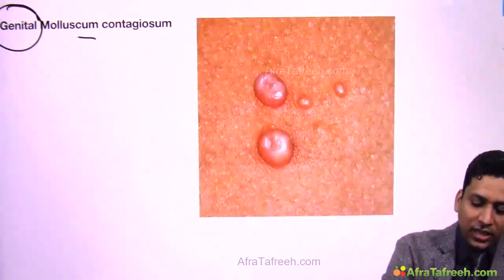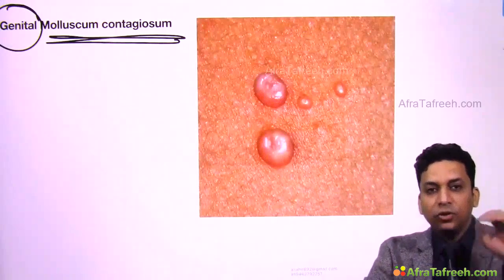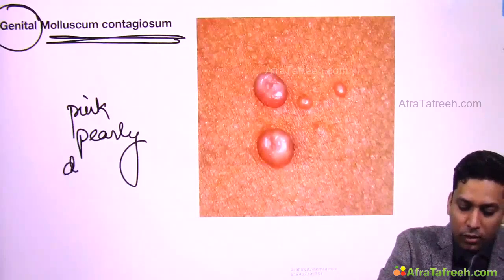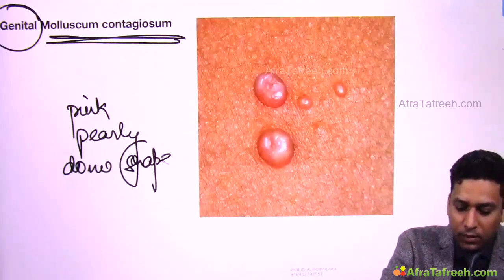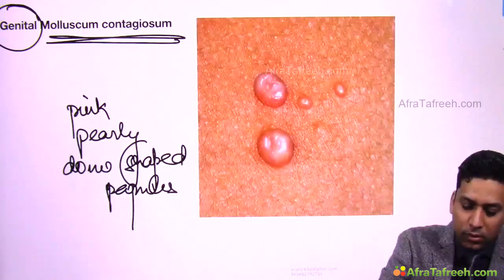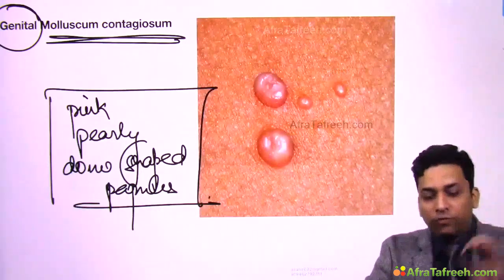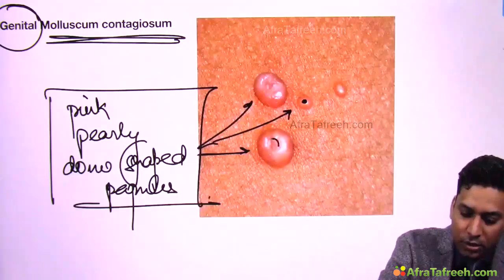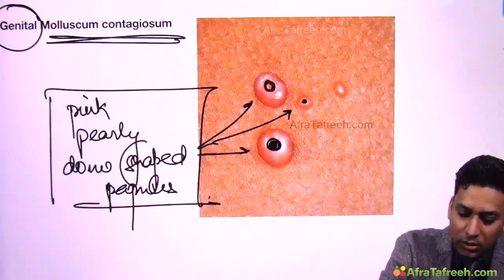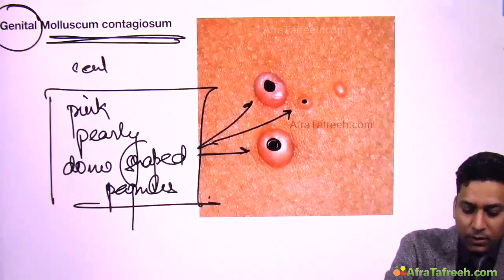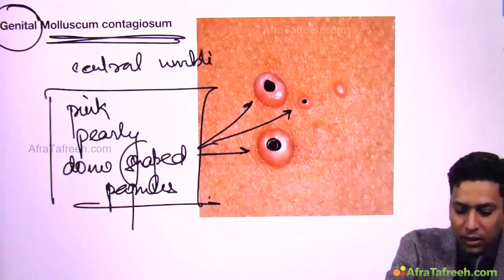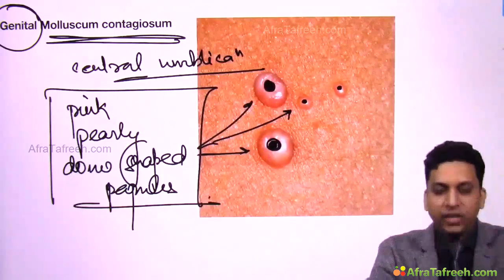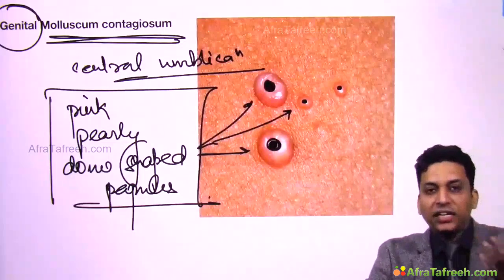Then another viral STI is genital molluscum contagiosum, and whenever you get these pink pearly dome shaped papules in genital areas, what should you look for? Whenever you examine these lesions, always look for central depression, central umbilication. With central umbilication, this will help you reach the diagnosis. So all lesions have central umbilication. If you find such lesions over genital areas, then it is genital molluscum contagiosum.